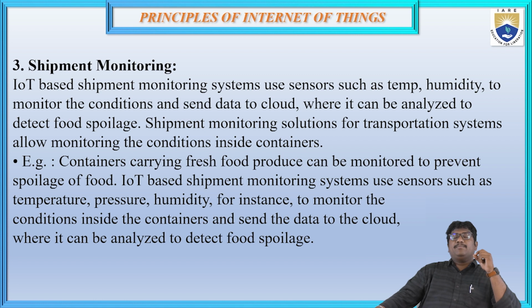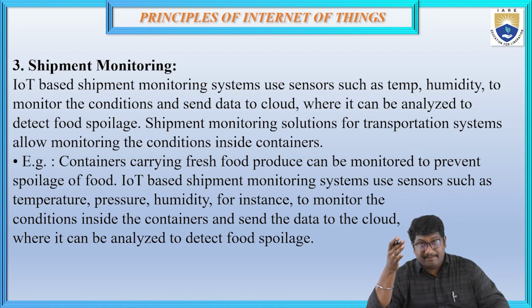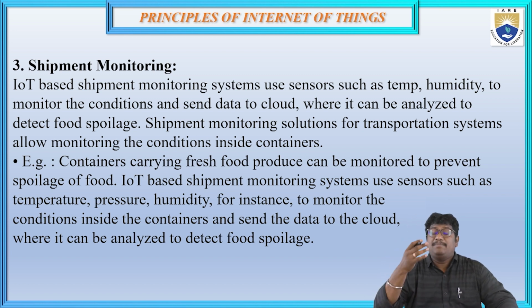Take an example. For suppose there is a container which is carrying fresh food produce, which is being monitored. And also with the help of this shipment monitoring, we are preventing the spoiling of this particular food with the help of this IoT system technology. In this IoT-based shipment monitoring system, we are using sensors which are going to take care of the temperature, how much pressure is maintained in that particular cargo, how much humidity is maintained. The entire conditions are monitored 24/7 for that particular container, and it is going to update the data.